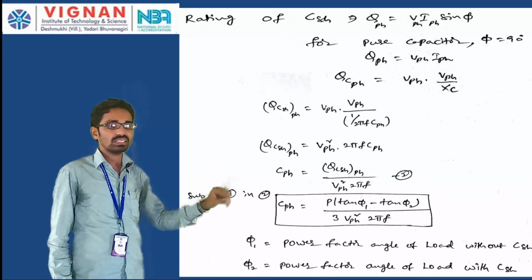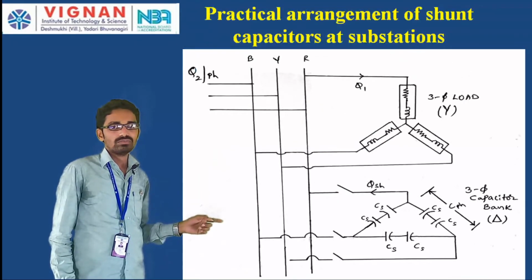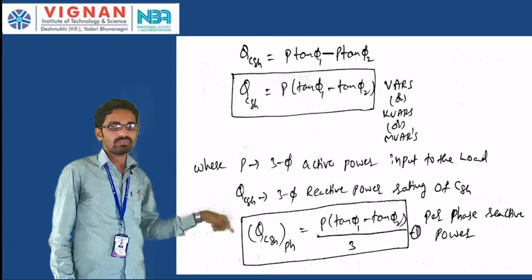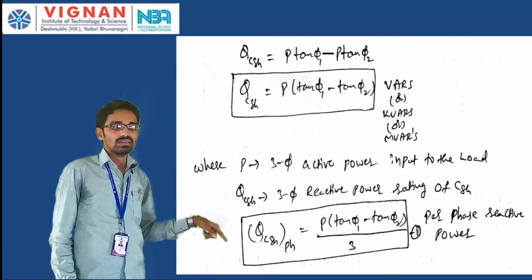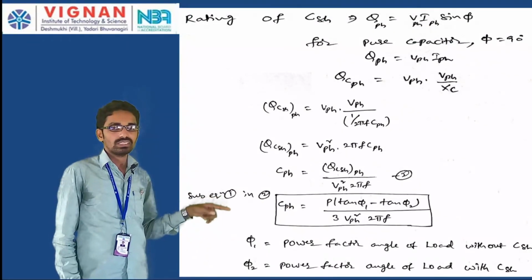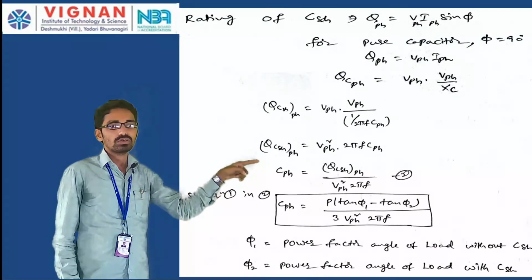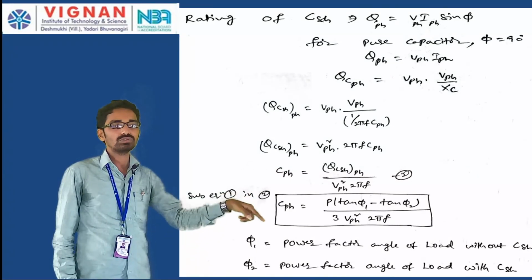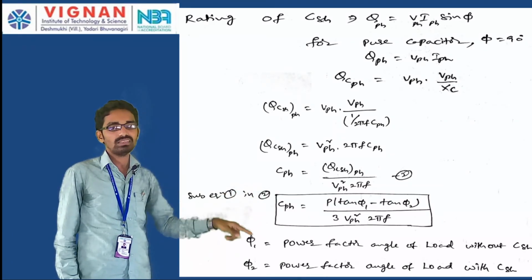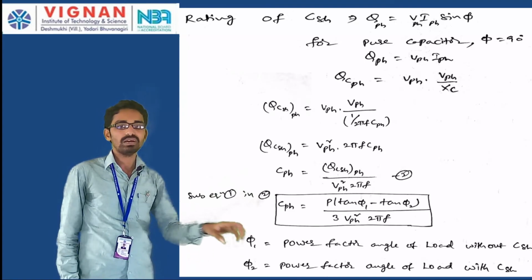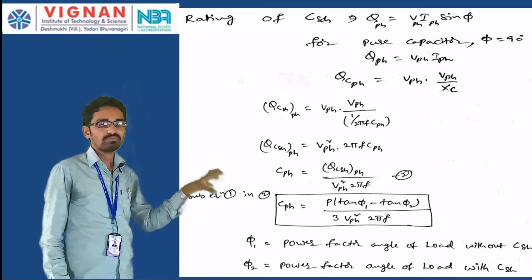Then substitute this equation 2 in equation 1. Where is the equation 1 value? That is this equation, Q_SH per phase. In the place of Q_C_SH per phase in equation 2, you need to substitute this value. In the place of that I am substituting P into tan phi 1 minus tan phi 2 by 3, into, in equation 2 you have V phase square into 2 pi f. So, that is the capacitor per phase value.